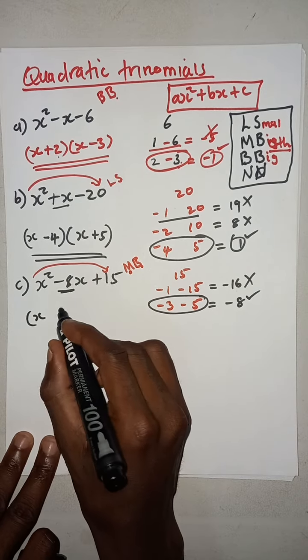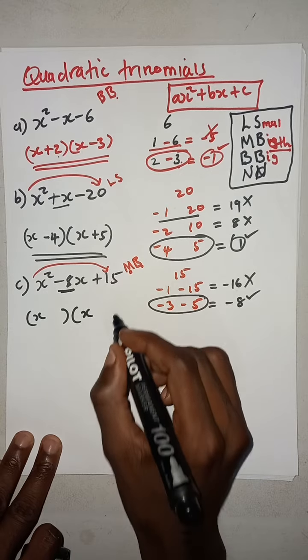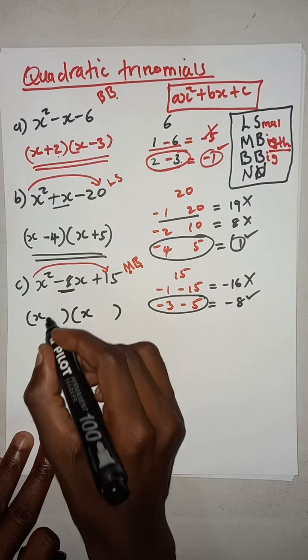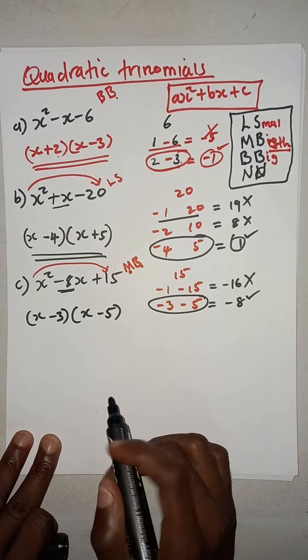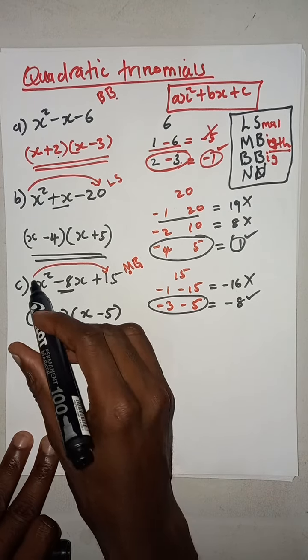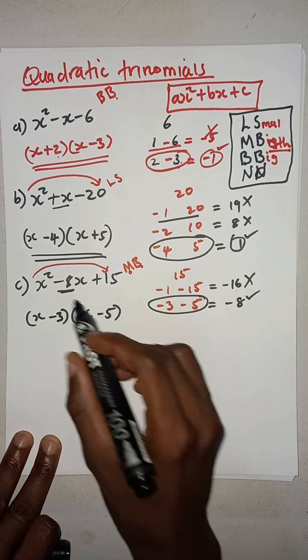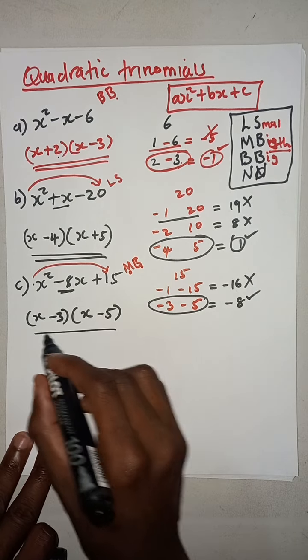x, x, negative 3, negative 5. Lastly, I need to divide. Negative 3 by 1, it will not change. Negative 5 by 1, it will not change. That is my final answer.